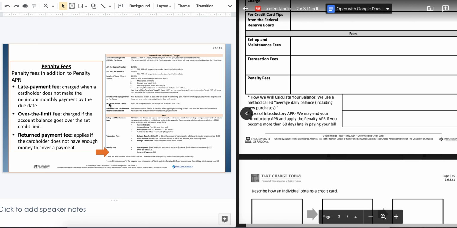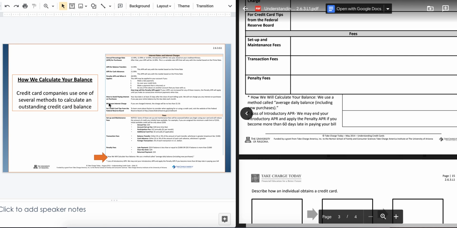And then we wrap it up with some penalty fees. So you're probably going to have a late payment fee listed. If you do not pay at least the minimum balance by the due date, then you would have a fee for making a late payment. It will outline what that over the limit fee is. We talked about the over the limit fee in that top section. If you go over your credit limit, you're going to be charged a fee. This is where that number will actually be detailed out, as well as the returned payment. So if I don't have enough money to pay my credit card payment, what is the fee that I have to pay for making that mistake?